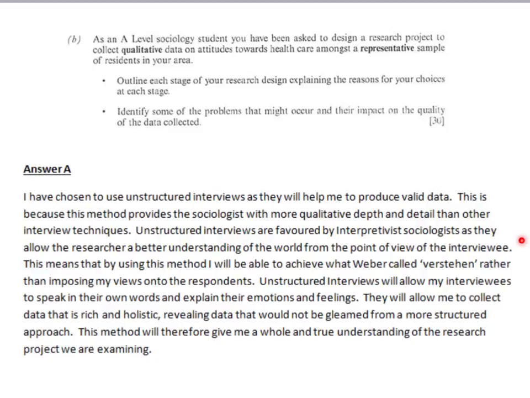Now, I think answer A highlights the kinds of problems that were talked about in the Chief Examiner's report that we saw on the previous slide. This seems to me to be a rehearsed answer. So there's lots of very good knowledge, quite detailed knowledge, of unstructured interviews in this paragraph, but if you hadn't seen this question, you would have no real idea what the purpose of this research was. So they haven't really linked the knowledge of unstructured interviews to the actual topic in the question.